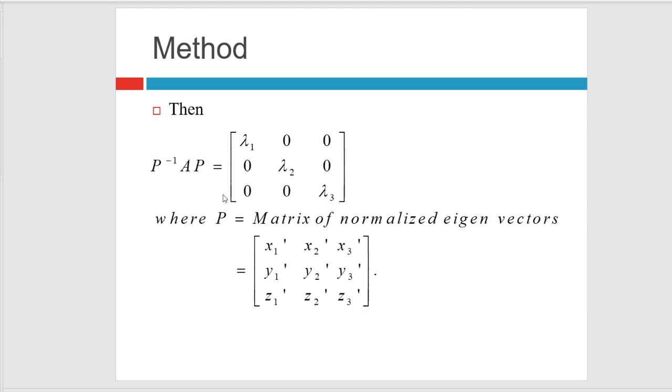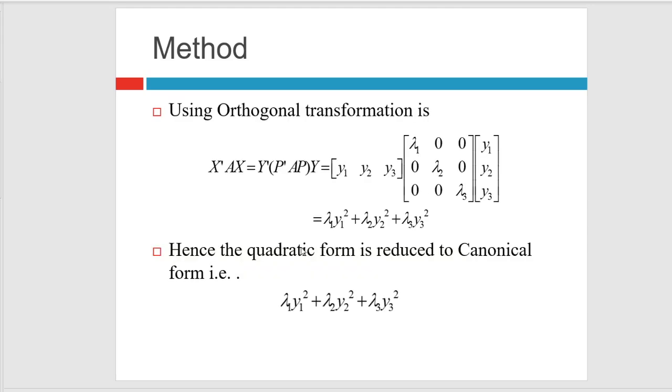Then P inverse AP, we get these lambda 1, lambda 2 and lambda 3 values in diagonal form, where P is the normalized eigenvectors matrix. Using orthogonal transformation, we easily write down lambda 1 y1 square plus lambda 2 y2 square plus lambda 3 y3 square, which is the required canonical form. This is the method to apply to problems of reduction of quadratic form to canonical form.